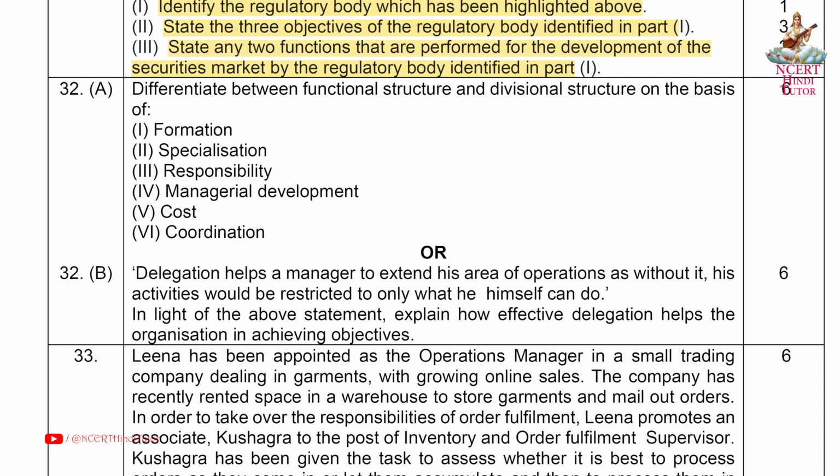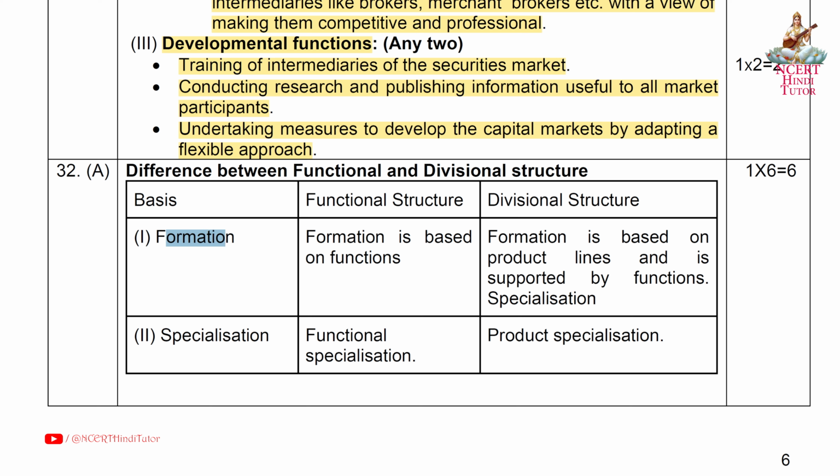Question 32a. Differentiate between functional structure and divisional structure on the basis of first, formation. Answer. On the basis of formation, functional structure, formation is based on functions. Divisional structure, formation is based on product lines and is supported by functions. Second, on the basis of specialization, functional structure, functional specialization, divisional structure, product specialization.